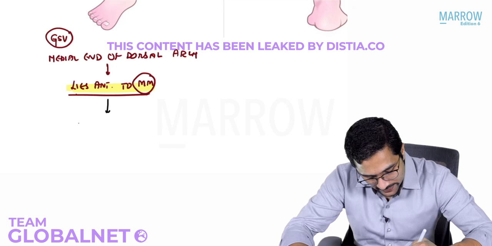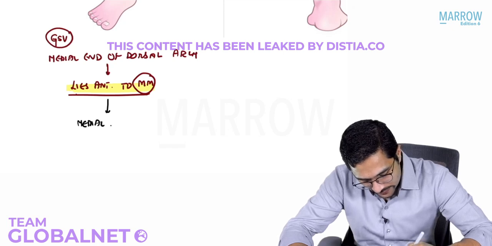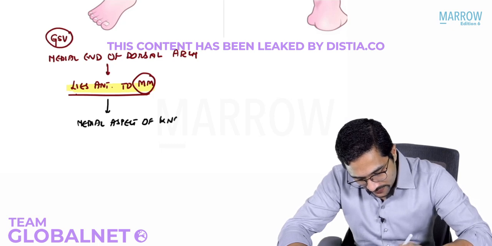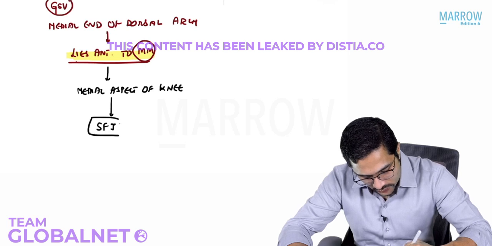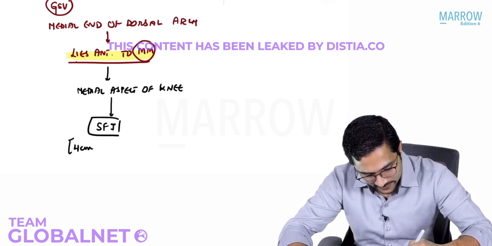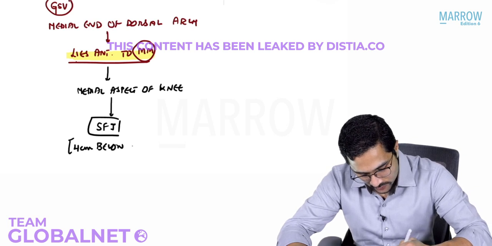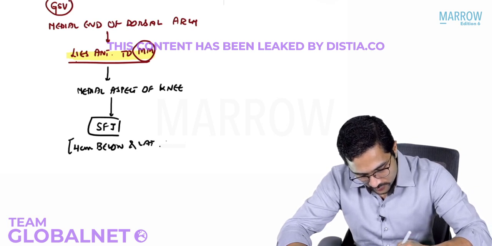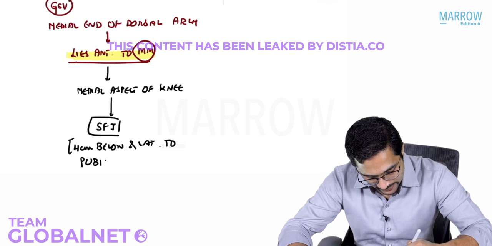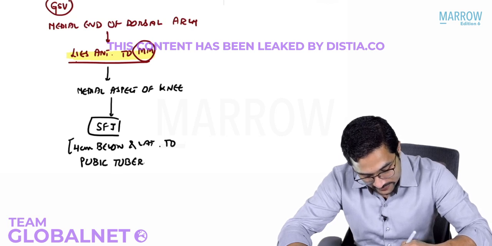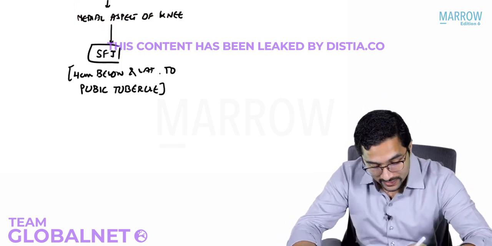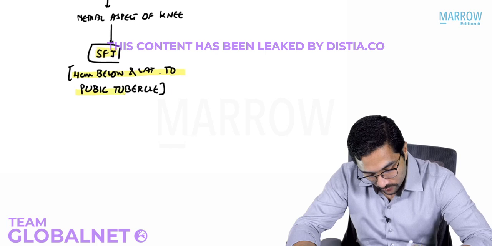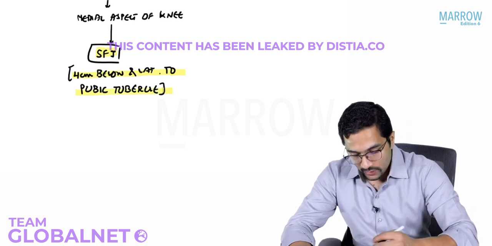Then it lies along the medial aspect of the knee. And finally, it drains into the saphenofemoral junction. The saphenofemoral junction is situated 4 centimeters below and lateral to the pubic tubercle, and this has a constant location. That is the importance: since it has a constant location, it's easier for us to identify it when we are doing surgery. 4 centimeters below and lateral to the pubic tubercle.